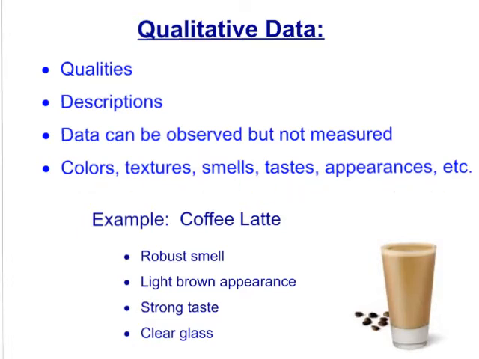And let's do the same example with our latte here. Okay, we're going to describe it qualitatively. It has a robust smell, light brown appearance, strong taste, clear glass. Those are all examples of qualitative data. They're descriptions.